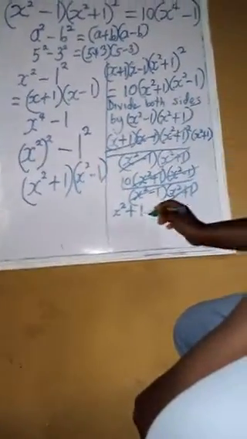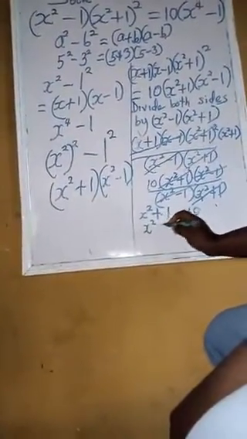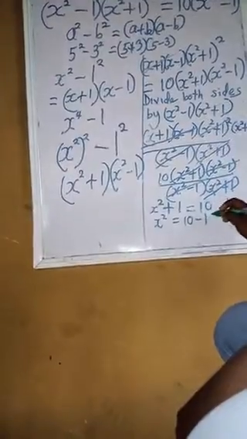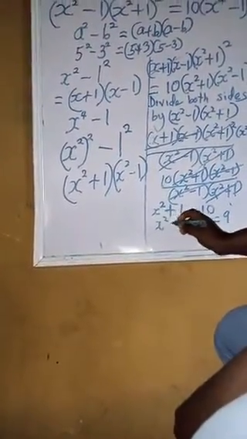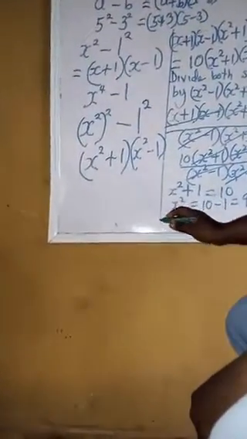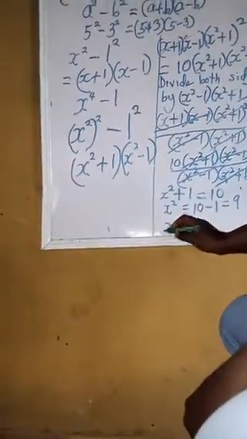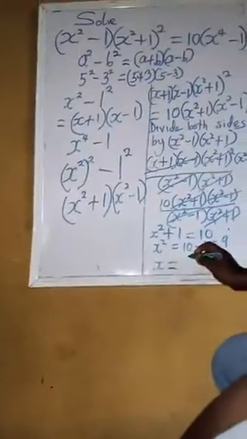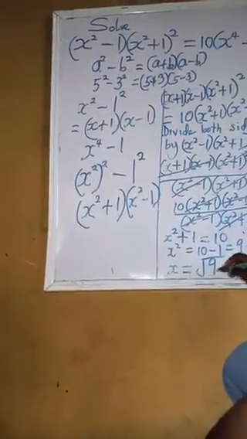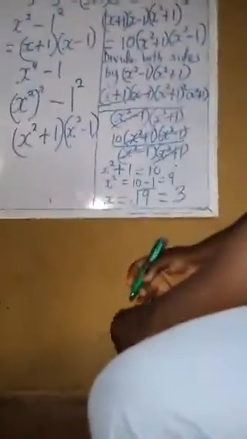Then collect like terms. I want to transfer this 1 to this side. And you have x squared is equal to 10 minus 1, and that is equal to 9. To find x, we need to eliminate this square by taking the square root of both sides. If I take the square root of both sides here, this square will be eliminated. I'll be left with x. Then the square root of 9 is going to give me 3. So therefore, the value of x here is equal to 3.